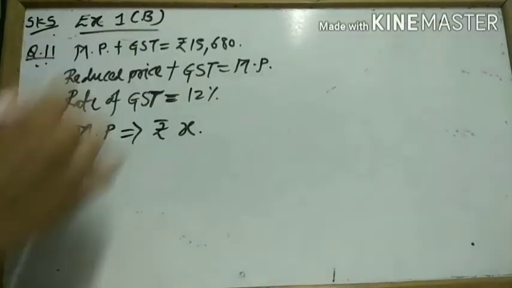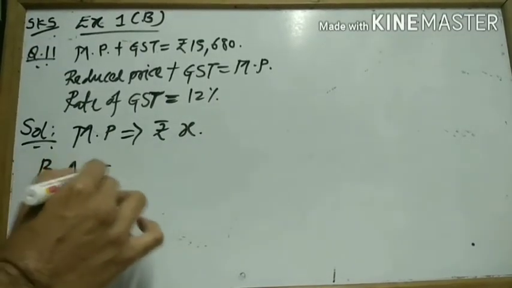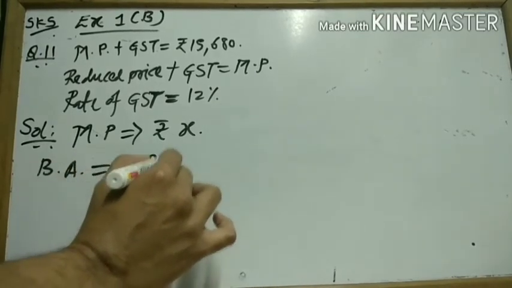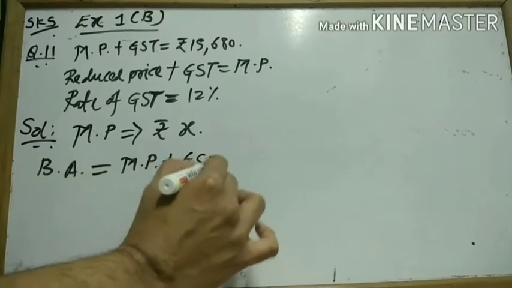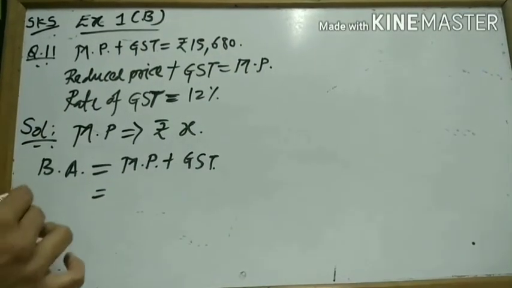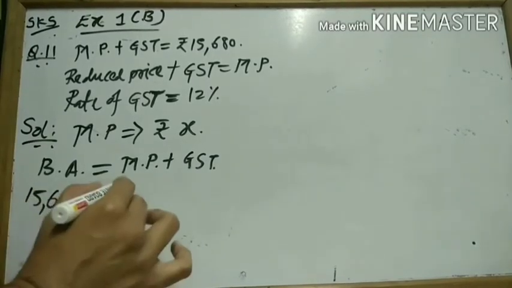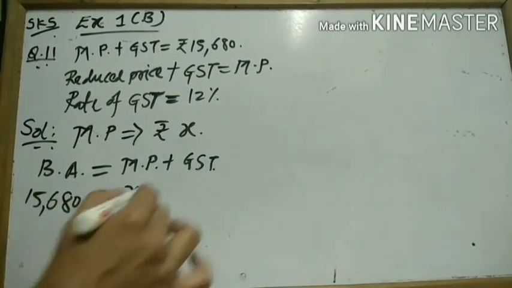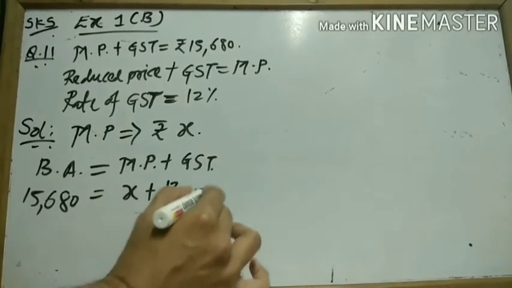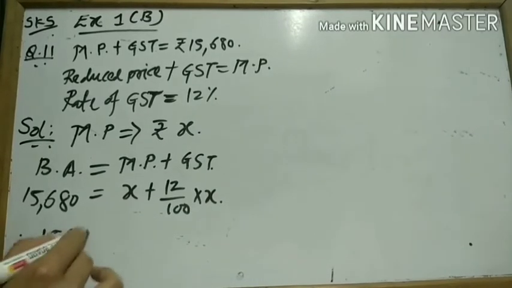So if I consider the bill amount, it is mark price plus GST. So the original bill amount I am talking about is rupees 15,680. Mark price we do not know, that is X. GST will be 12% of X. So this will be 15,680.